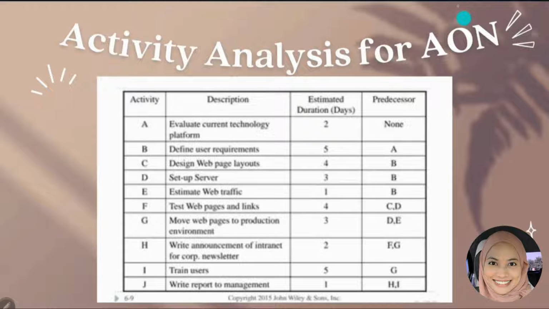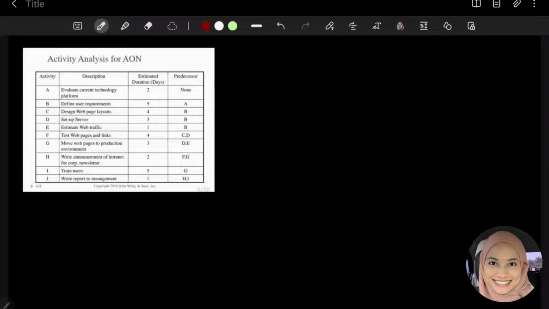Moving on to the project network diagram, we have activity analysis for the activity on the node diagram. Activity analysis is the examination of processes or tasks that we have to take to complete the project. So as you can see here in this list, there are activity, description, estimated duration, and also predecessor, which means which tasks have to be completed first before the current task.